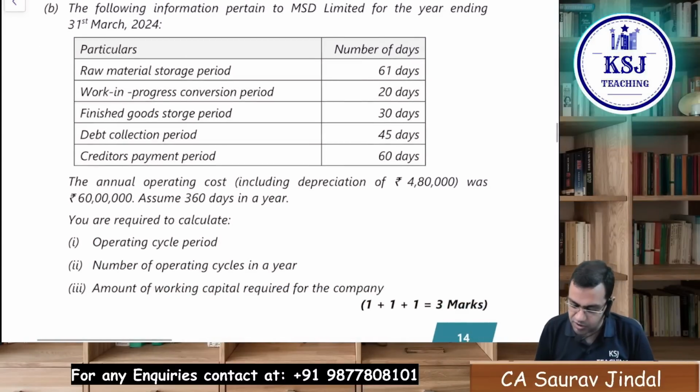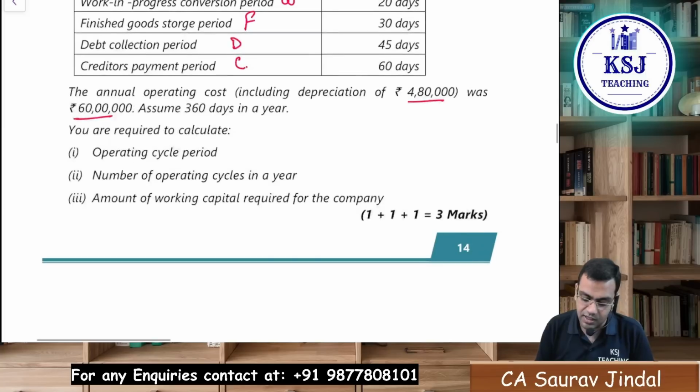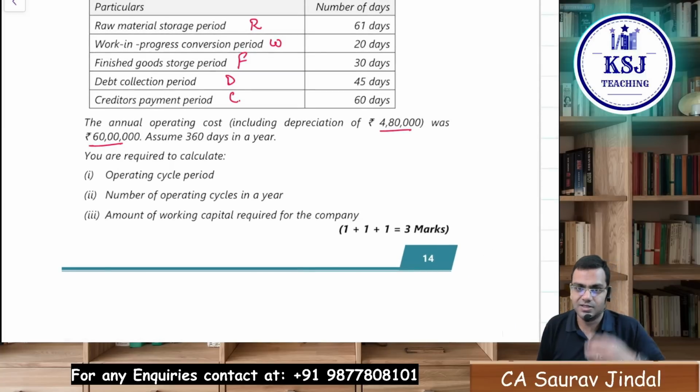The following information pertains to the MSD Limited for the year ending 31st of March. Raw material storage period is given, that is R. Work in progress conversion period is given, that is W. Finished goods storage period, that is F, is given to you. Debt collection period, that is D, is given to you. Creditors payment period, that is C, is given to you. Total annual operating cost including depreciation was 60 lakh. Assume 360 days in a year. Calculate the operating cycle, sir.